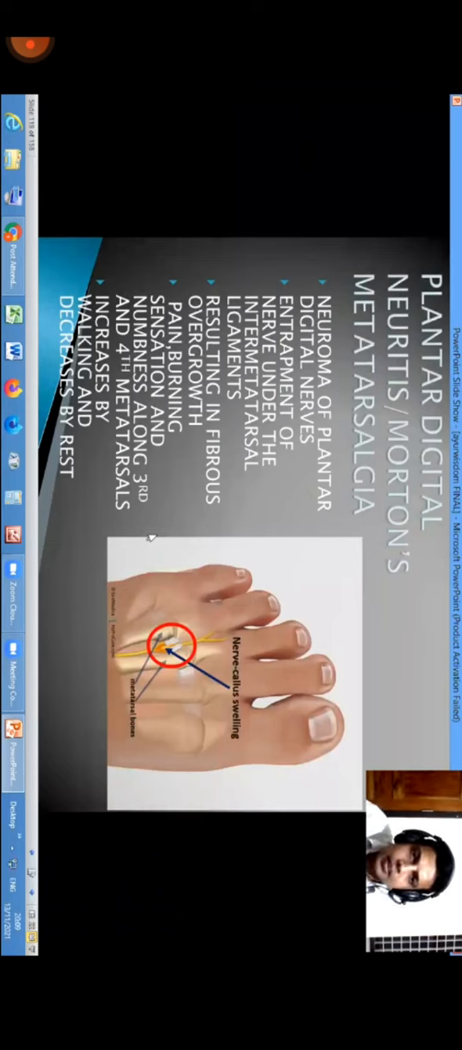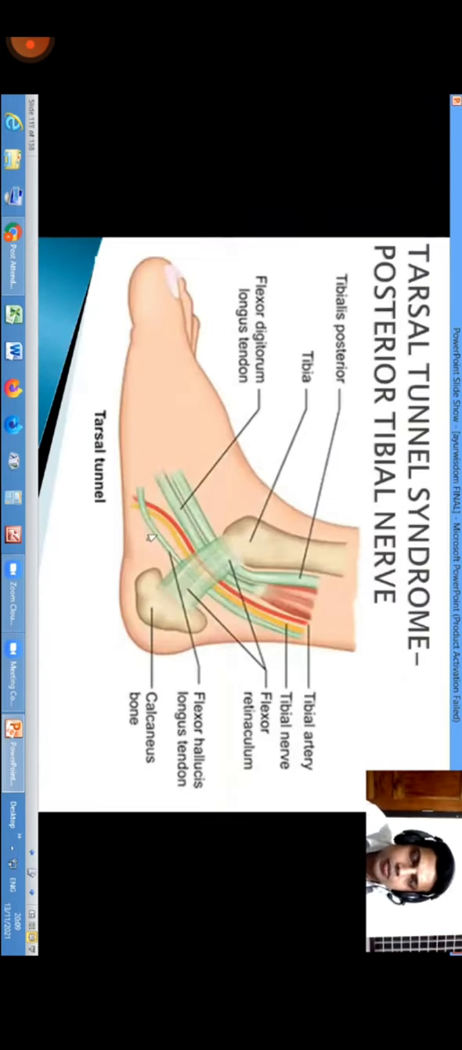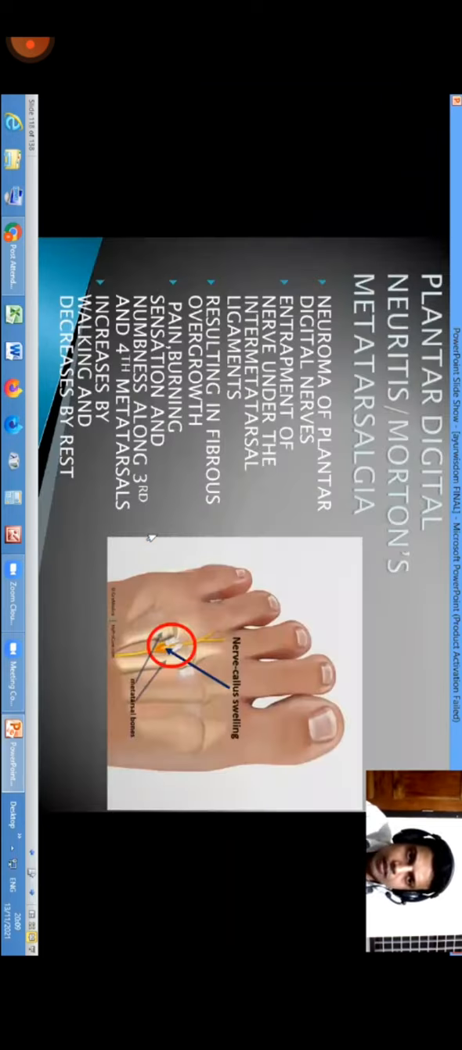Coming to the management of tarsal tunnel syndrome, same as carpal tunnel syndrome, the principle is the same in every entrapment neuropathy.